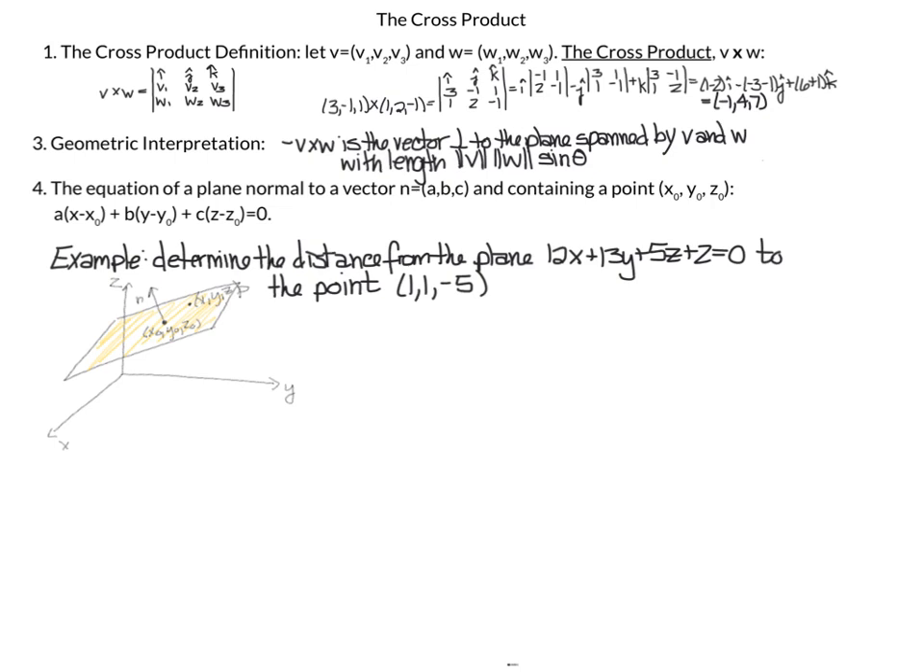This next example is to determine the distance from the plane 12x plus 13y plus 5z plus 2 equals 0 to the point 1, 1, negative 5.